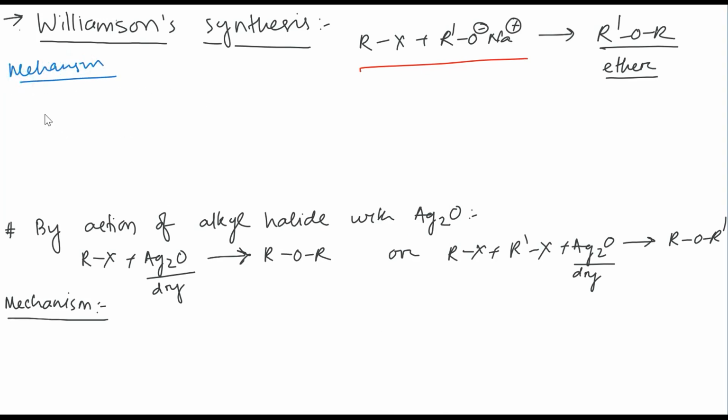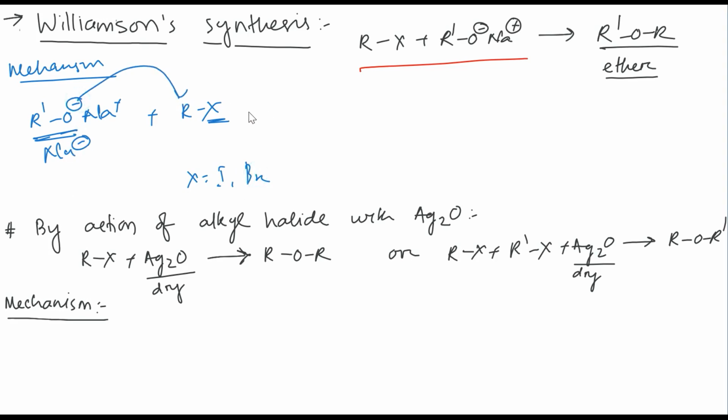Okay. Now this sodium alkoxide R' O minus Na plus will act as a nucleophile. RX, X means halogen. Halogen X can be iodine or bromine or chlorine, something else. So this nucleophile's negative charge will attack the carbon, and there will be removal of X minus. Okay. Now this will form R'OR plus NaX.